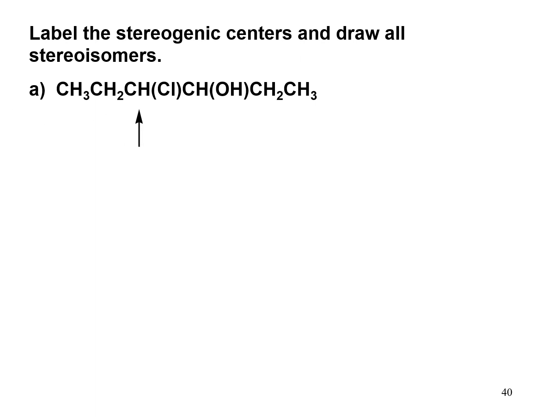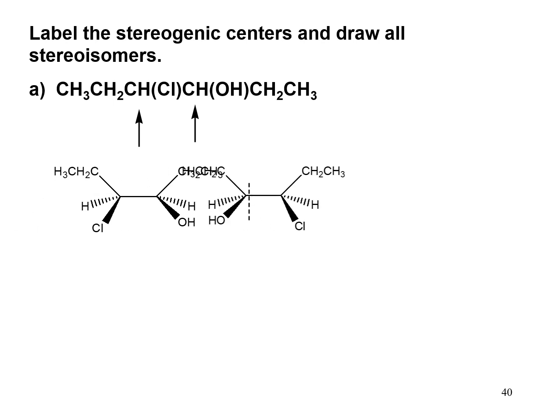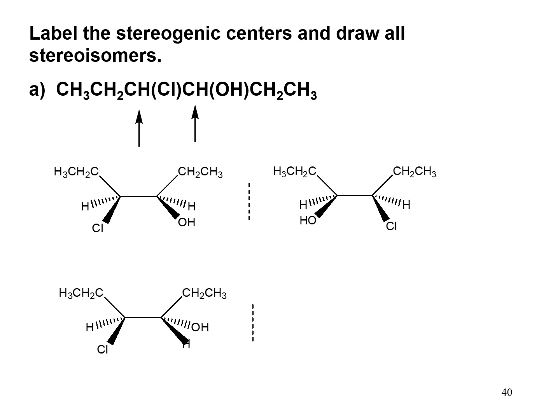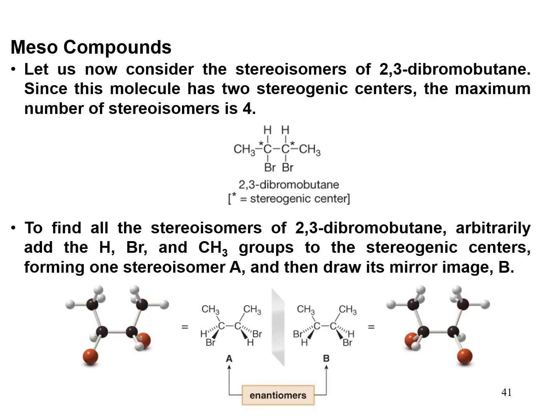Label the stereogenic center and draw all stereoisomers. This one has one stereogenic center, therefore we have what? 2 to the power of 2, that is 4 enantiomers. It means these enantiomers are mirror images of each other, but that mirror image is what? Non-superimposable. So the 4 enantiomers are labeled like this. These are enantiomers but non-superimposable.